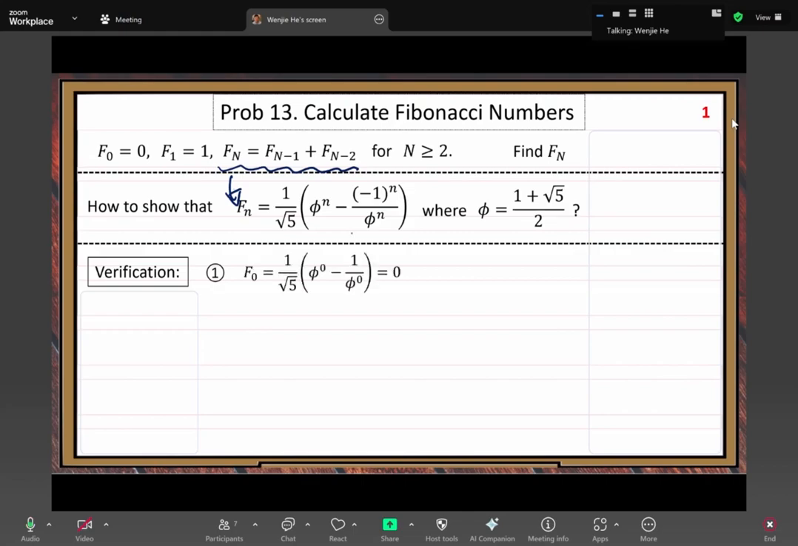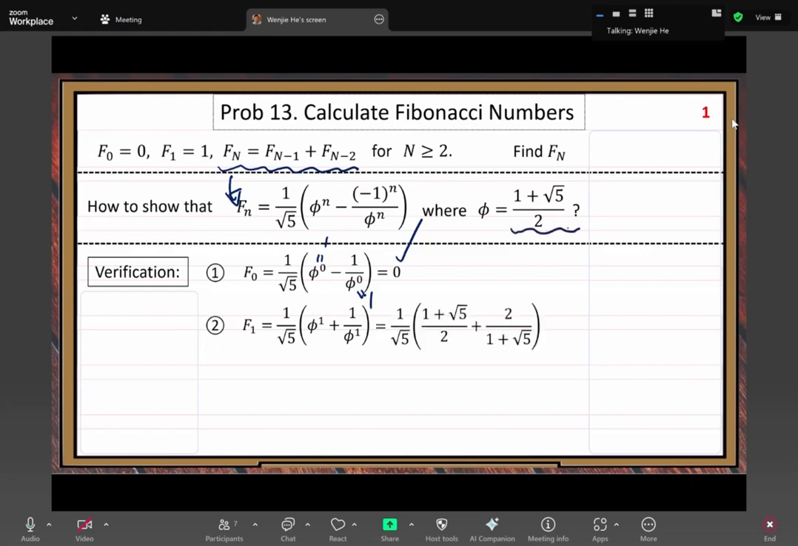When n equals 0, you plug into the formula: 1 over 1 is also 1, 1 minus 1 is 0. Then it is 0. So the first base case is verified easily. For the second base case, you plug in 1. Now you need to apply the specific formula for phi. Then when you calculate, we need to do a little algebra here.